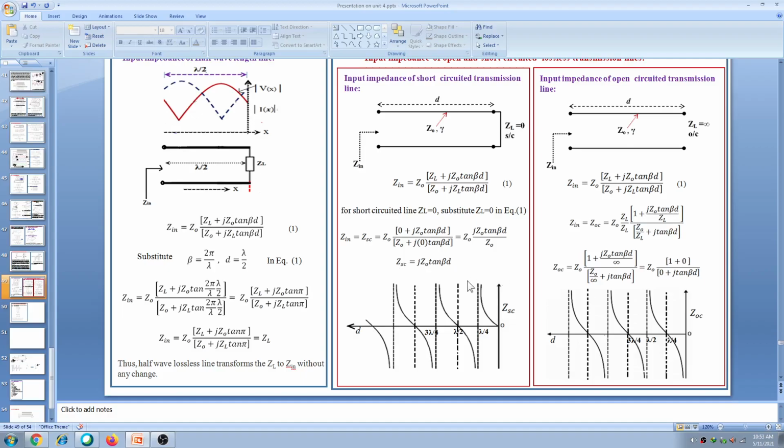D is the distance here. As the distance D varies, as you move like this, at D equal to 0 the impedance is 0. But if you move like this, the impedance increases. See, the impedance keeps increasing like this.